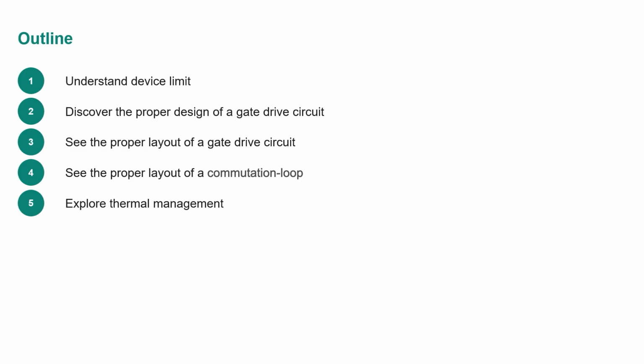I'm going to go through number 1, making sure that you understand the device limits. Then there's a couple of topics on gate drive. Make sure the gate drive circuit design is correct, and the layout, because really the layout is an important key aspect of the design. And then the other is the commutation loop. So there's the gate drive loop, and the commutation loop for high current. And then finally, thermal management, how to optimize that while not compromising the electrical design.